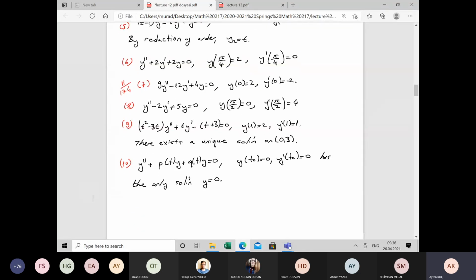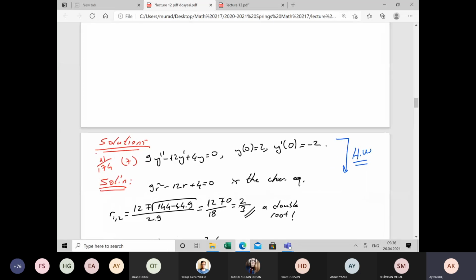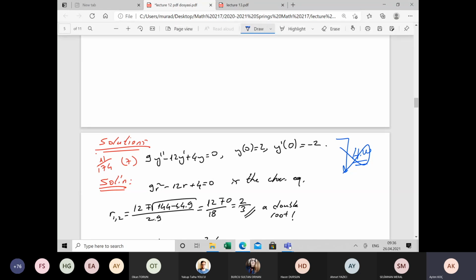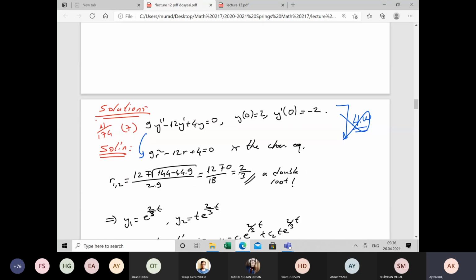First of all, let's solve this question. It's not homework. Solve the initial value problem. So write the corresponding characteristic equation, and use the formula to get the solution. So we get 2/3 as a double root, with multiplicity 2. Repeated root.